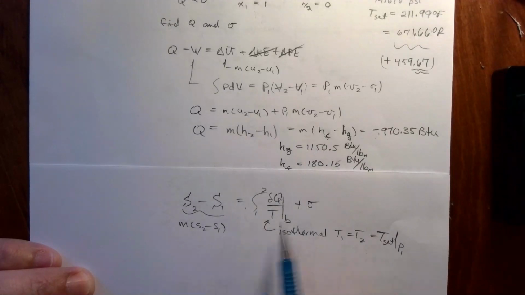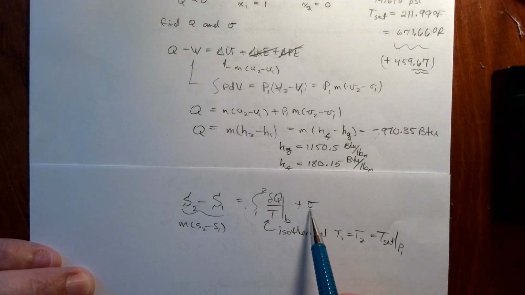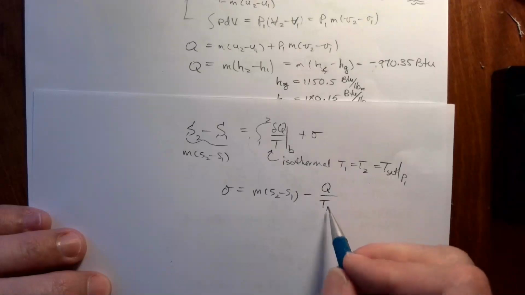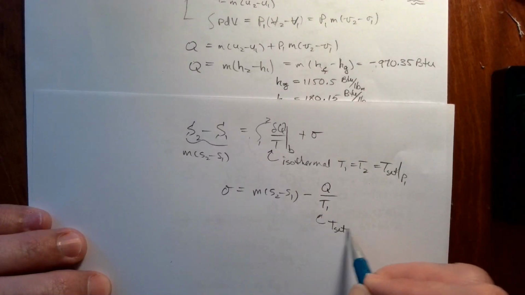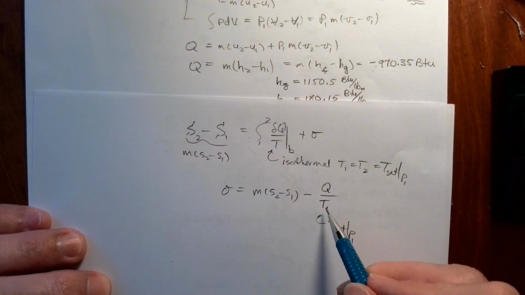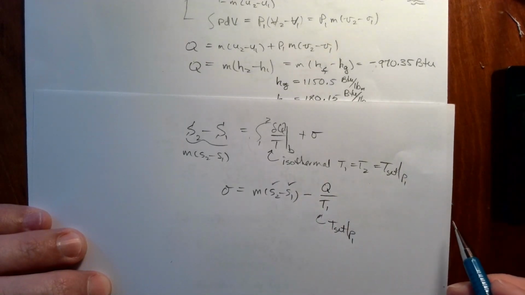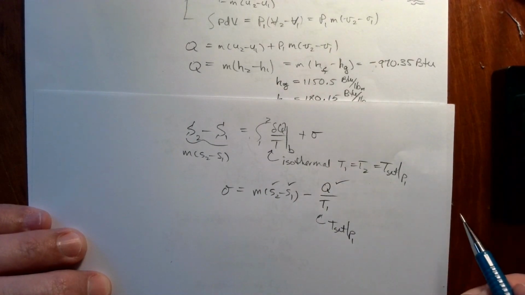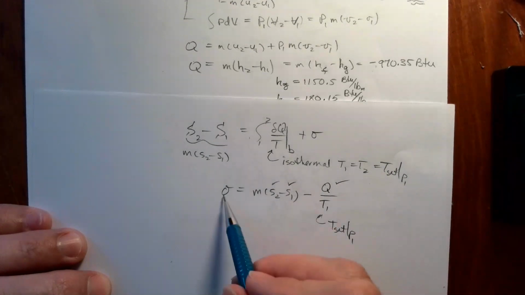Okay, so we're left with, let's solve this. Sigma is equal to M(S2 minus S1). This goes to the other side, so minus Q over the temperature T. I'm just going to put T1 there. That is T sat again at the pressure. The pressure is constant for the process. So both states are defined, so we can evaluate those S values, and we've already calculated what Q is. So we can solve for sigma.